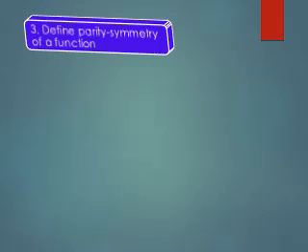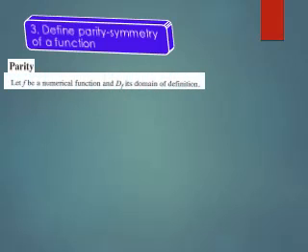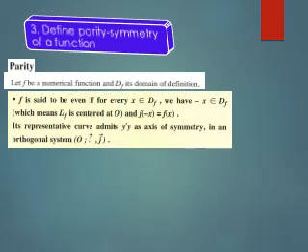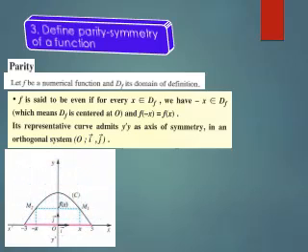Now we're going to remember together the parity or the symmetry of a function. Suppose we have a function. This function is said to be even if f of minus x equals f of x. So if you replace x by minus x and you get the same function, then this function is said to be an even function and it has an axis of symmetry, which is the y-axis. As you can see here, this function is an even function because the y-axis itself is the axis of symmetry of this function.